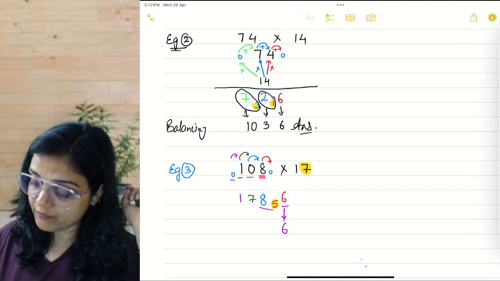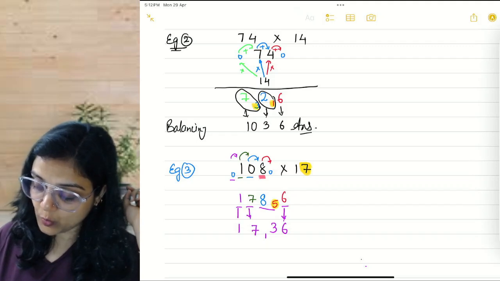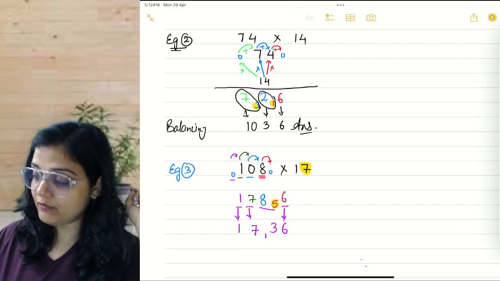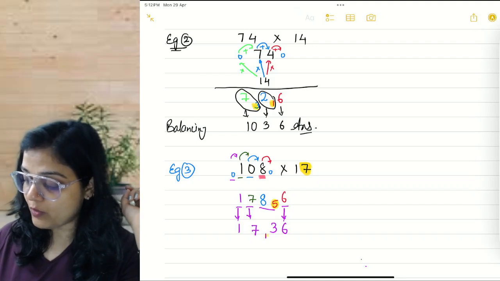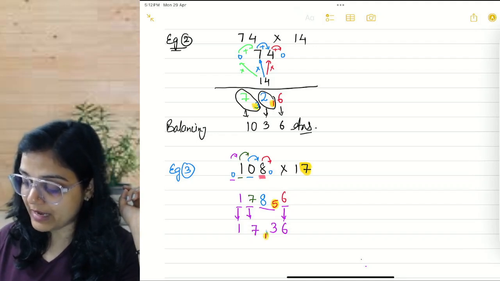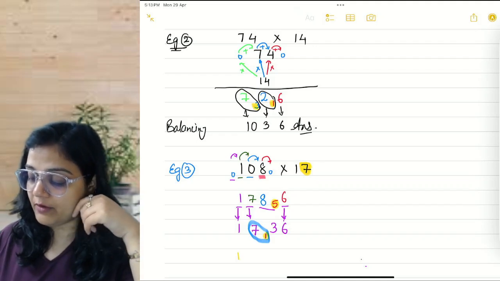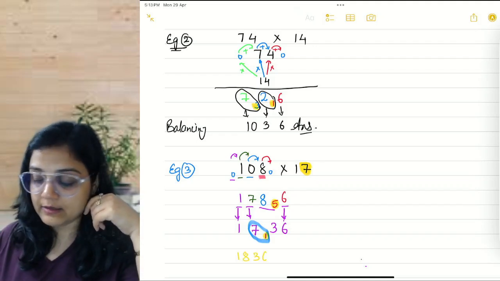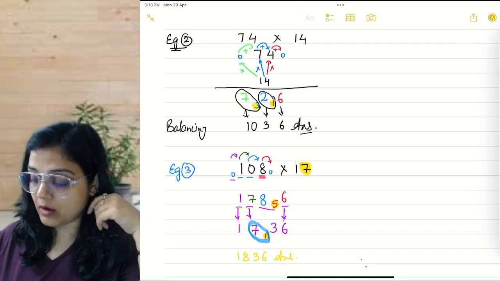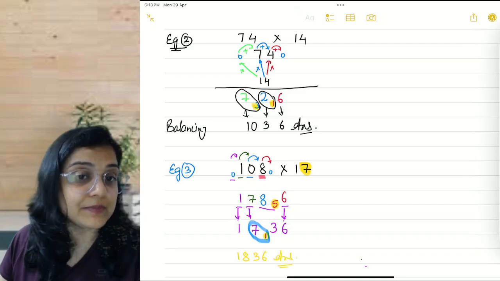8 plus 5 will become 13. Then 7 as it is, 1 as it is. 7 as it is, 1 as it is. And again we have this 1 as carry. So in the next step we will just balance them together to write the final answer, and that will be 1, 8, 3, 6. Alright, so this is how you can reduce your steps.